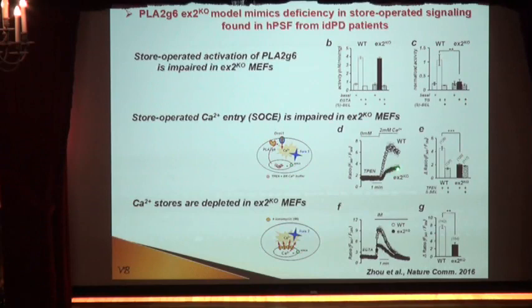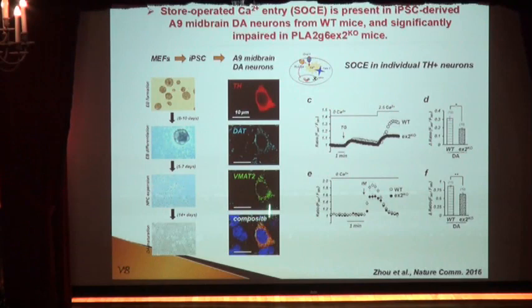So this is a mouse embryonic fibroblast, and this is again calcium entry in wild-type animals, and this is in this exon 2 knockout. What we also found was that the ER stores in these exon 2 knockout cells are very significantly depleted. Which is kind of an expected thing: if you don't have this refilling mechanism and it's faltering, then you may have a deficiency in the refilling and emptiness of the stores. We see exactly the same phenomenon, this pattern, in iPS-derived A9 midbrain dopaminergic neurons, which are shown here.